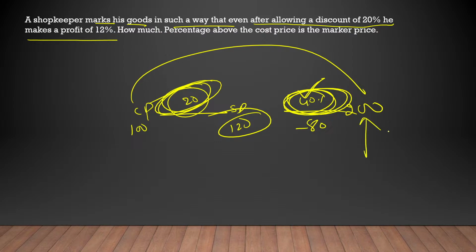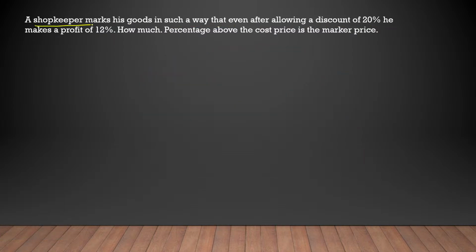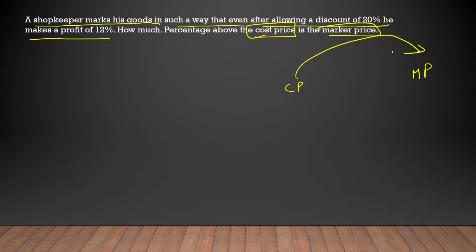So like that he is doing in this problem. He is saying that a shopkeeper marks his goods in such a way that even after allowing a discount of 20%, he makes a profit of 12%. That's the data. Now, you need to find out how much percentage above the cost price is the market price. That means how much this market price is more than your cost price. That's what you need to find out here.